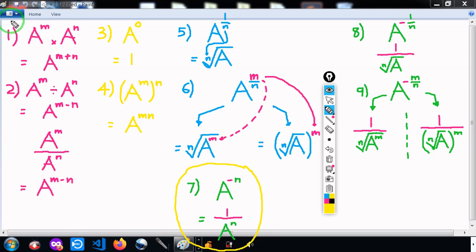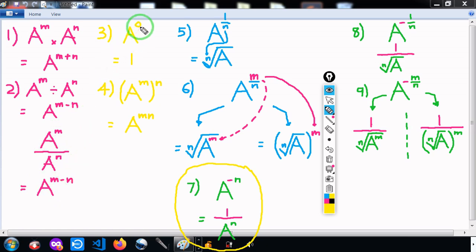1, 2, 3. A to the power of m times a to the power of n is equal to a to the power of m plus n. A to the power of m divided by a to the power of n is equal to a to the power of m minus n. A to the power of m, everything over a to the power of n is equal to a to the power of m minus n.